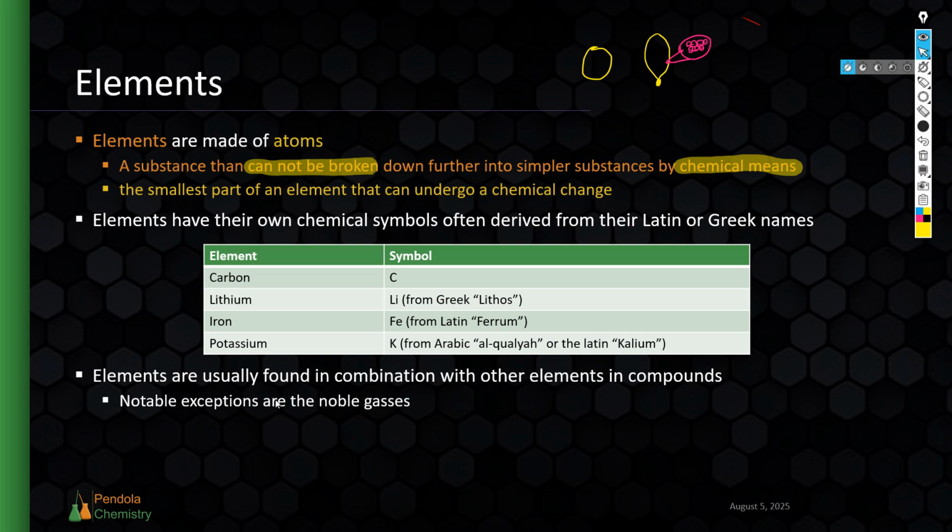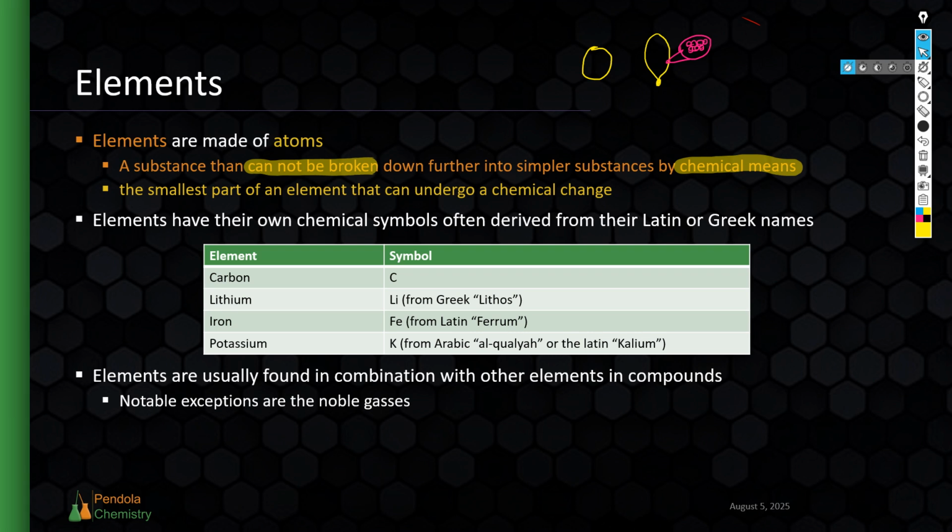Elements are usually found in combination with other elements in compounds. A lot of the time, elements are not pure in nature. For example, a lot of the heavier elements like uranium are not just going to be found as uranium, but things like uranium oxides, like rocks and minerals. Some of them, however, are found as pure elements. Most notably, the noble gases, which we learned about last year, are found in their pure element state.